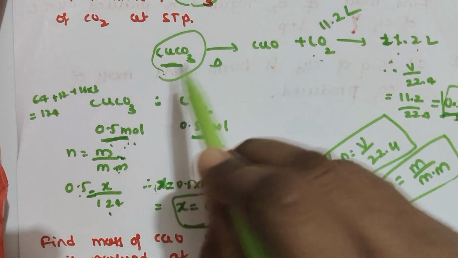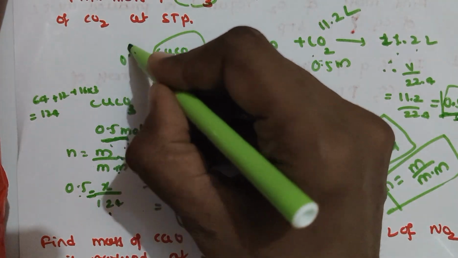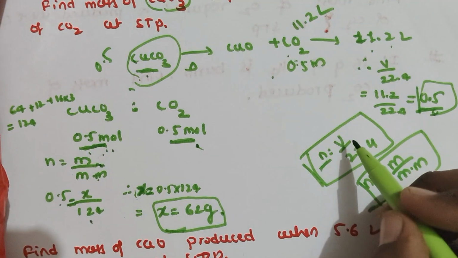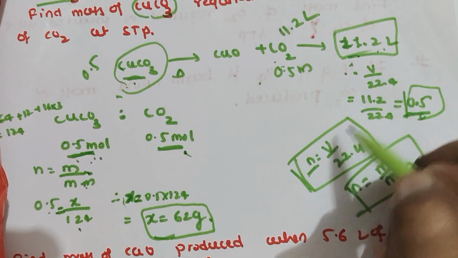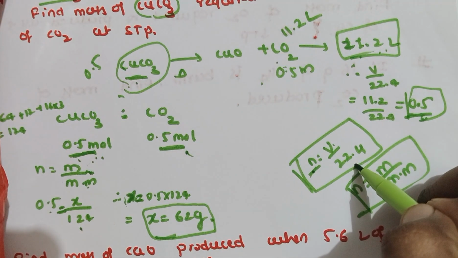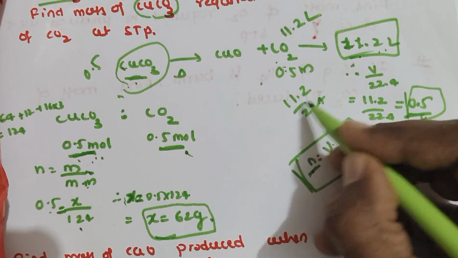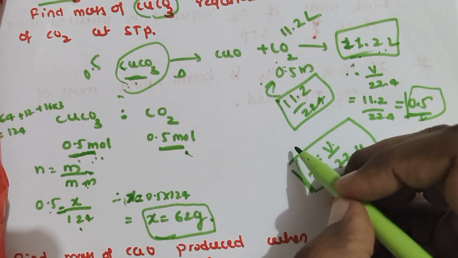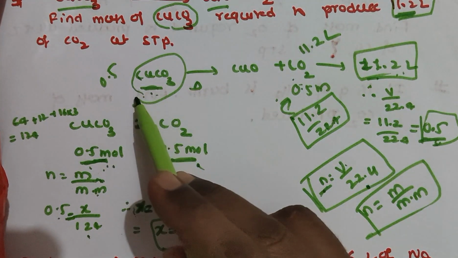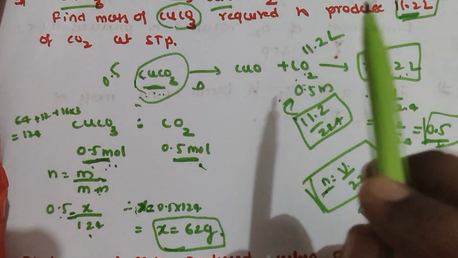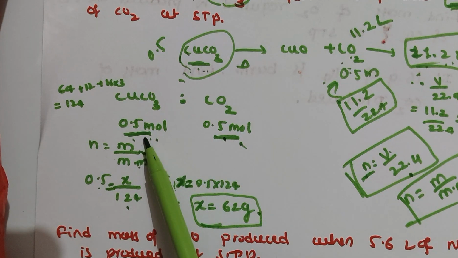Understood? So a 1 mole relation is there. If it gives 0.5 mole, this is also 0.5 mole. Yes or no? Here the volume of CO2 is 0.5. How is it 0.5? Once again, 11.2 liter is given. We already know that calculation, N equal to V divided by 22.4. V is already given, 11.2 divided by 22.4. On solving we get 0.5 mole. If there is 0.5 mole of CO2, there is 0.5 mole of CuCO3, because here also 1, here also 1. The mole ratio is 1:1. Therefore, if it is 0.5, this is also 0.5.